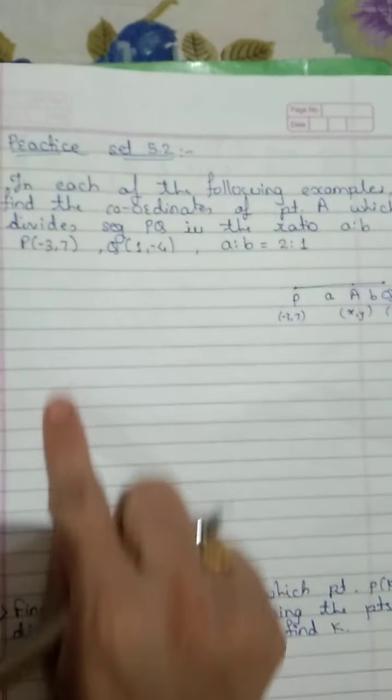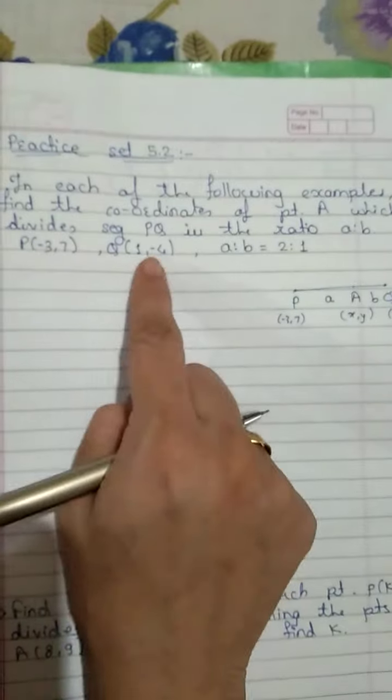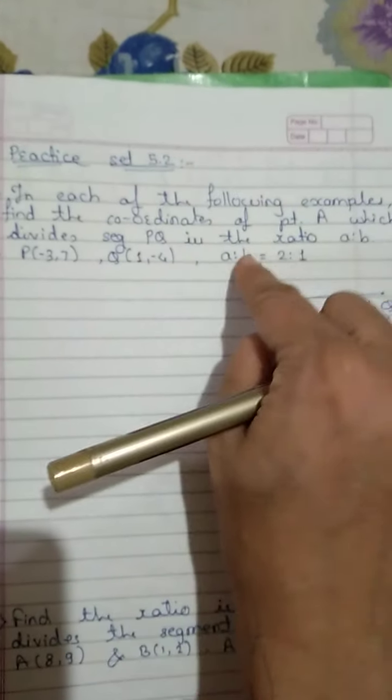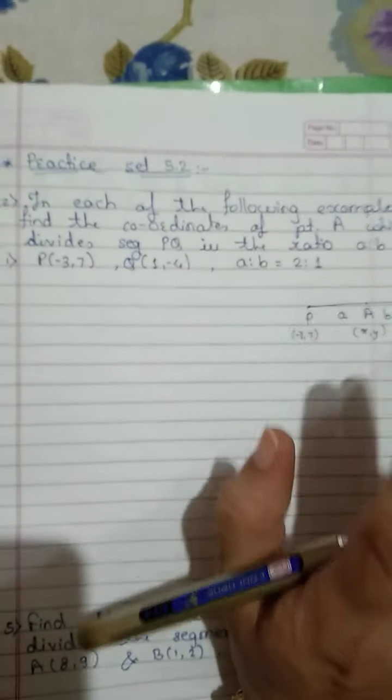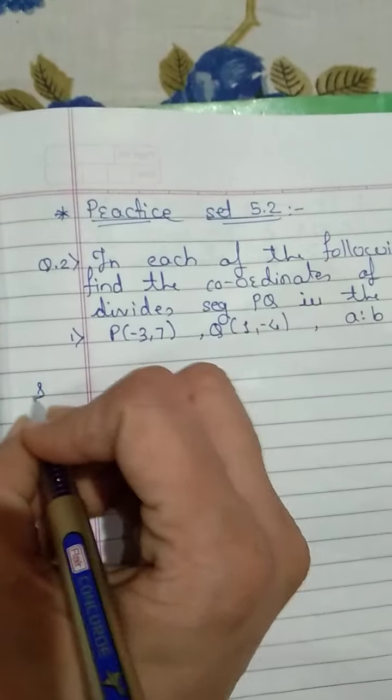There are different points. Coordinates are given for points P and Q, and different ratios are given. So it's simple. Since it is given divided in the ratio, what are we going to use? We are going to use this section formula. So directly, let's start with the solution.